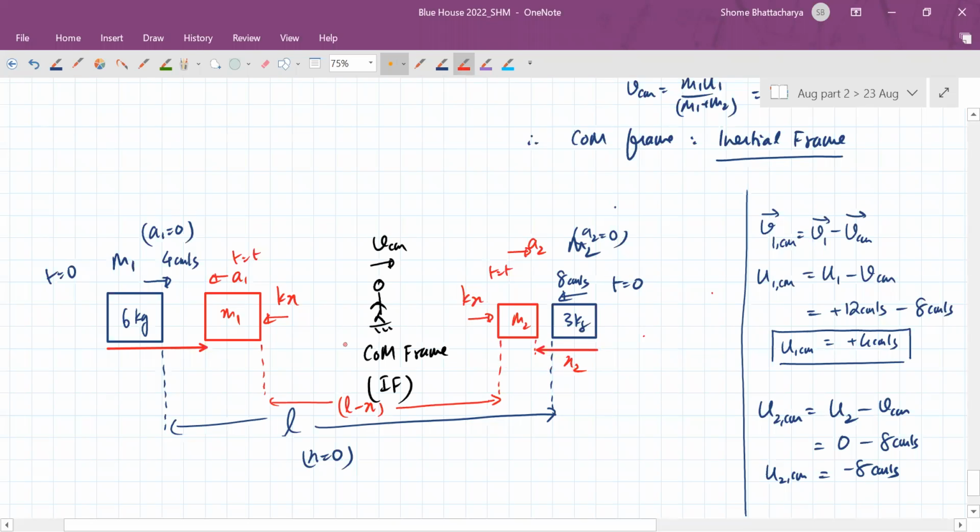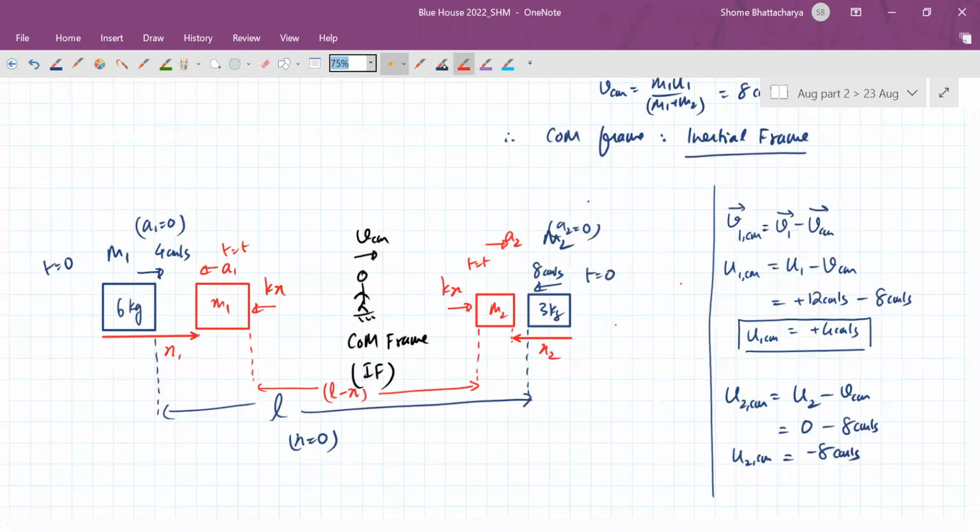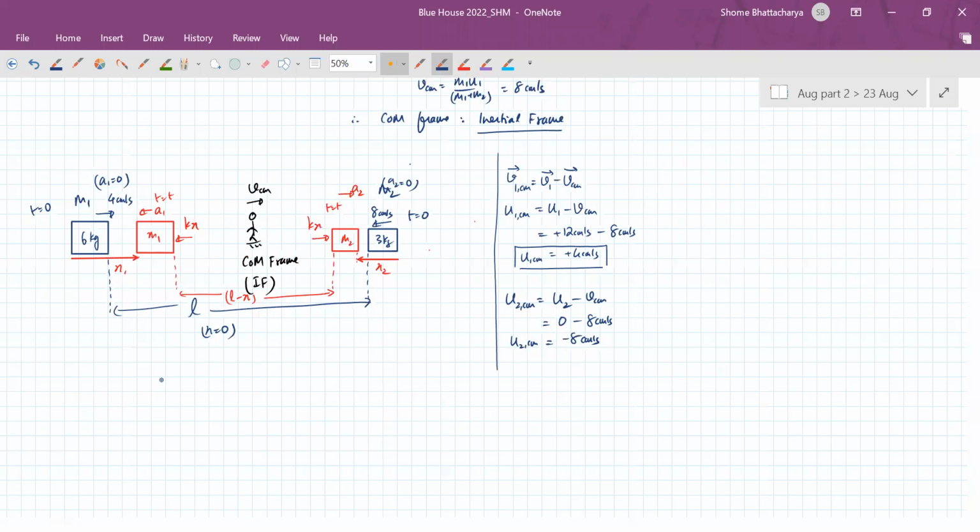So this is x2, this is x1. So also we can see over here that the total compression of the spring is equal to x1 plus x2, because the distance between the blocks has changed from L to L minus x. So one block has come closer to the center of mass by x1, the other has come closer by x2. So x, the total reduction in the distance between them, the total compression of the spring, is the sum of their individual displacements with respect to center of mass.